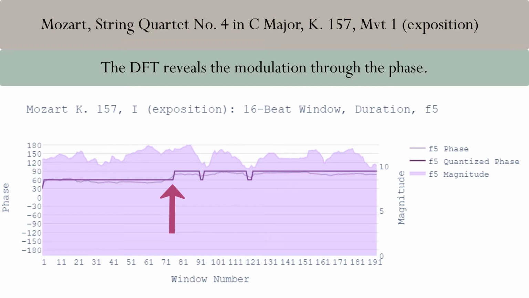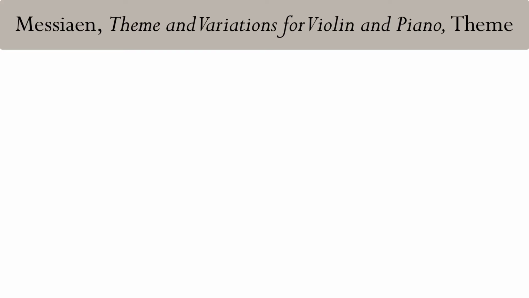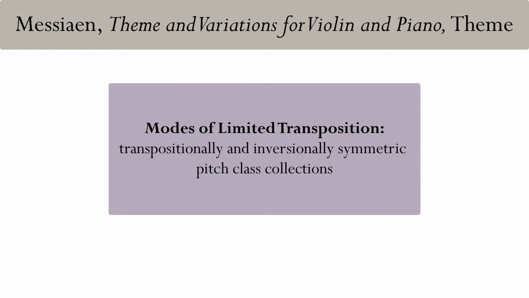And now for something completely different. Messiaen's Theme and Variations for Violin and Piano is one of his early works and adheres strictly to his modes of limited transposition. Looking at just the theme provides us with an opportunity to explore the DFT in a very different harmonic context than the Mozart, though still with well-defined collections of pitch classes.